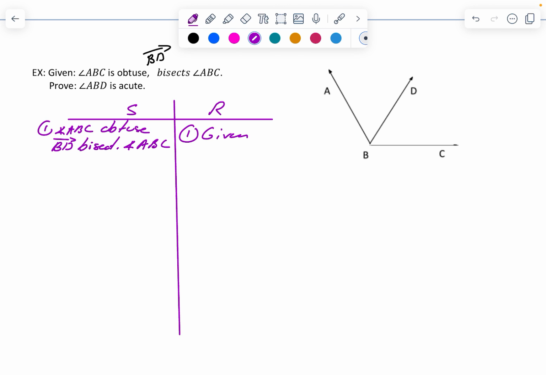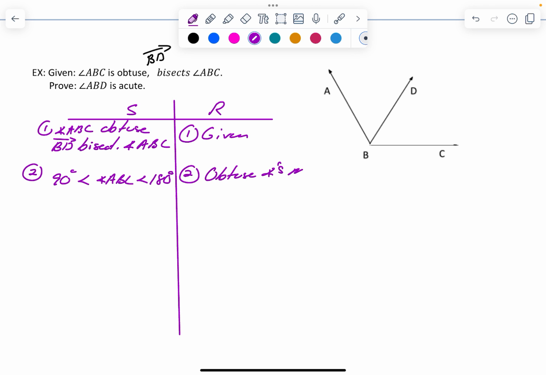So let's start off with angle ABC is obtuse. Well, we know if an angle is obtuse, then its measure, angle ABC, is between 90 and 180 degrees. And so that's what we would say. We'd say obtuse angles measure between 90 and 180 degrees.